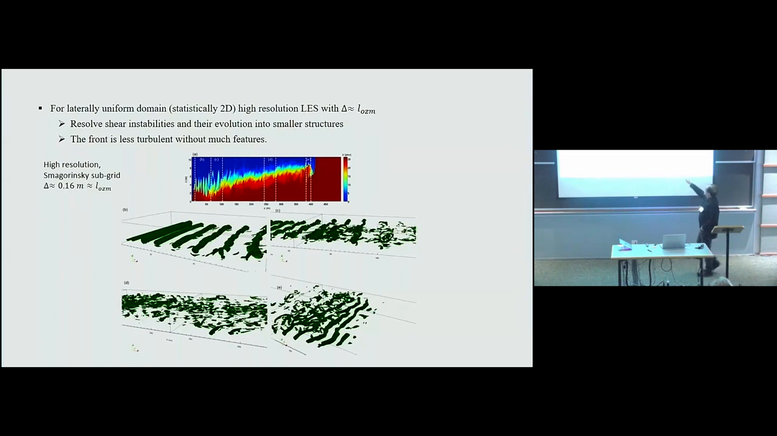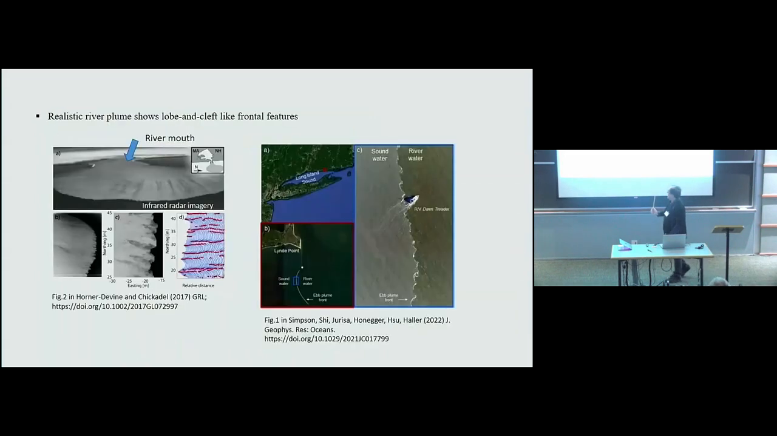However, if you look just at the front here, you see that the flow seems to go back to more of a non-turbulent situation with less feature at the front. And of course, this kind of feature is very different from what you see in the field condition.